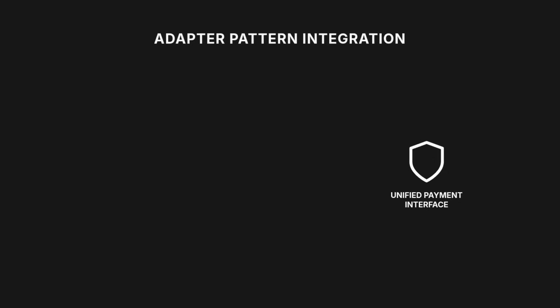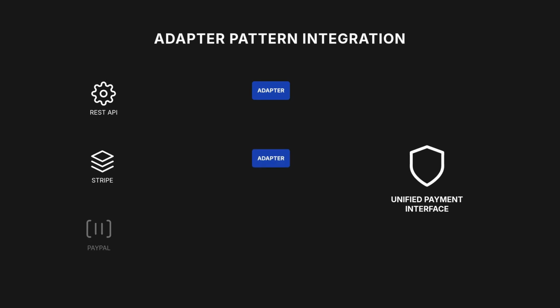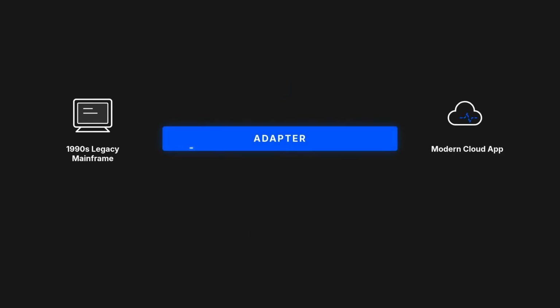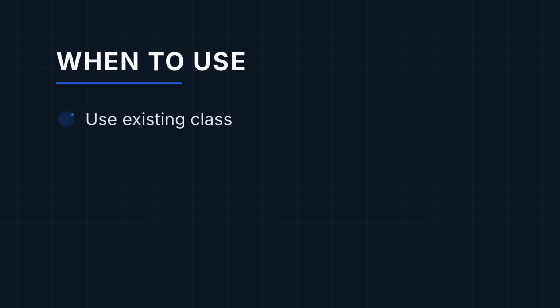You see this pattern everywhere in professional software. Think of database drivers. Whether you're using MySQL, MongoDB, or Postgres, your code often uses a unified query interface provided by an adapter layer. It's also the go-to solution for legacy system integration. When you need to connect a modern cloud application to a 20-year-old mainframe, the adapter pattern acts as the bridge between eras. So, when should you reach for the adapter?